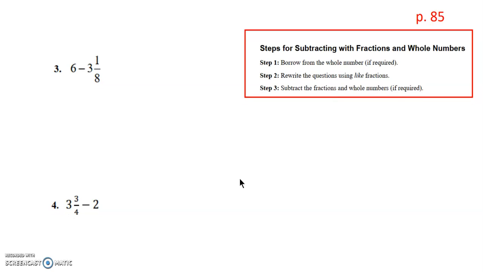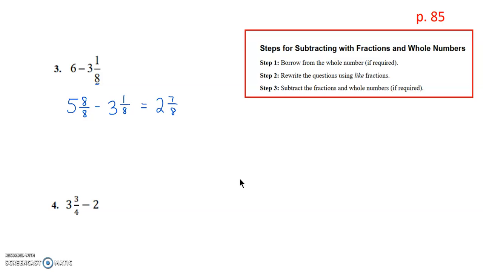Number 3, we need to borrow. We have a whole number minus a mixed number. The denominator is 8, so we're going to drop down from 6 to 5. 5 8/8 minus 3 1/8. We go ahead and subtract our whole numbers. 5 minus 3 is 2. 8 minus 1 is 7 over 8.